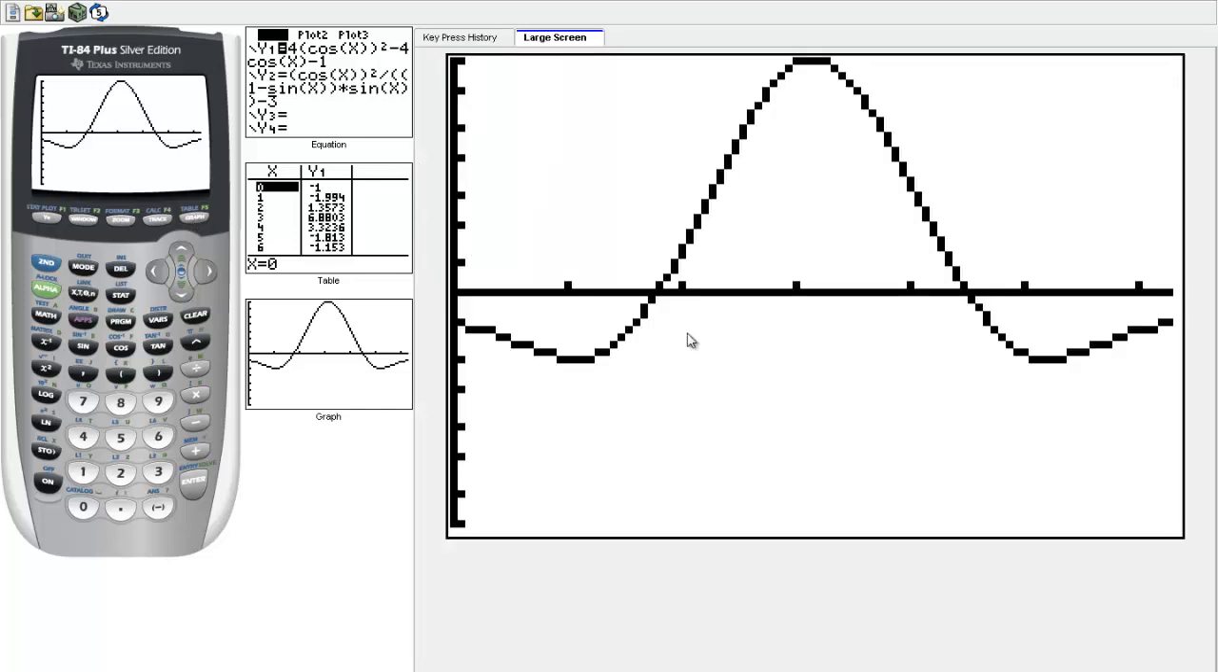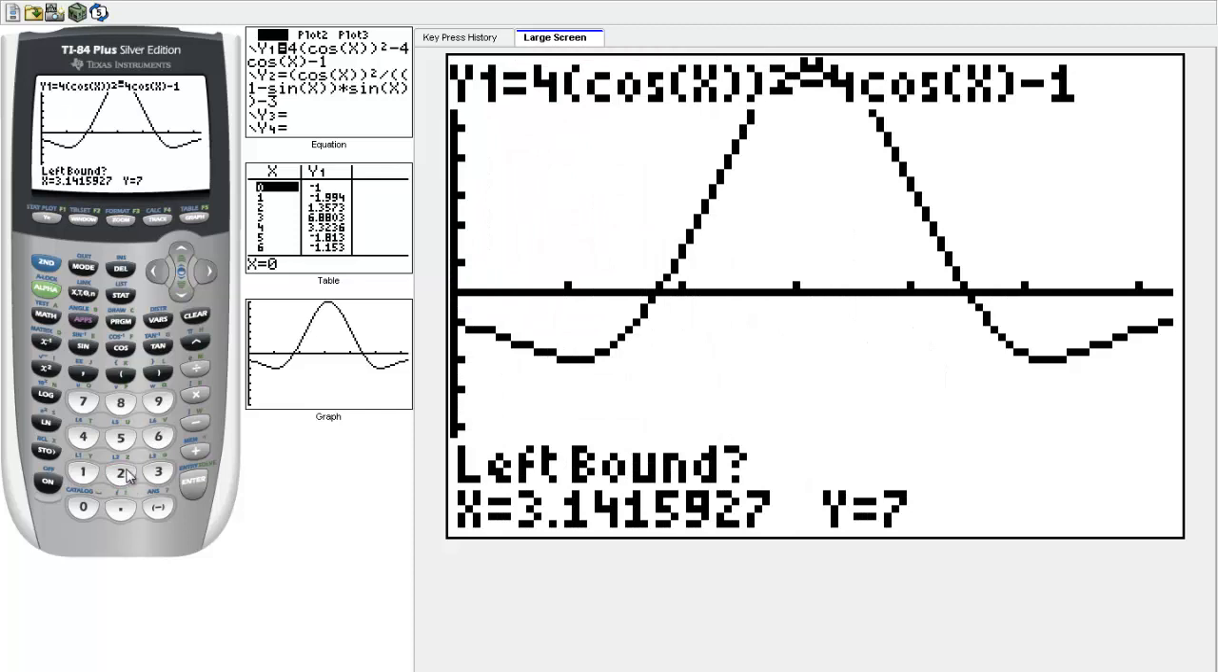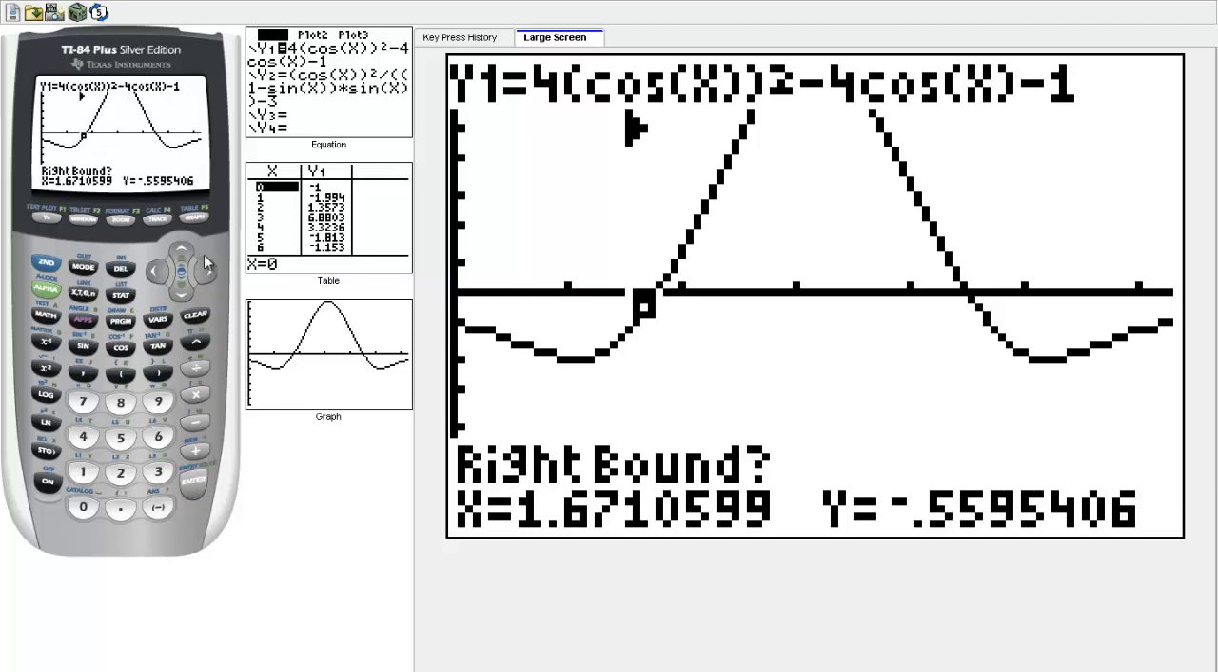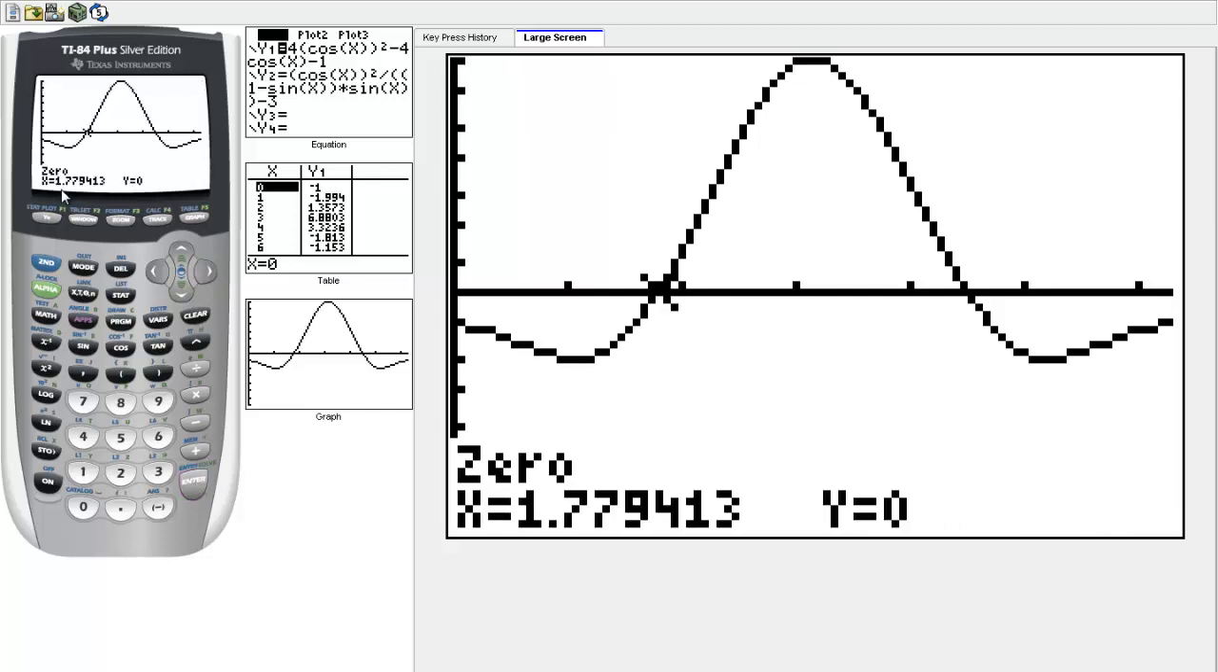Okay, now what I want to do is find those zeros. Those zeros are going to occur here and here. And again, just a refresher on how to use the calculator, second calc, number 2 is going to find my zero. In order to do that, I have to go to a point to the left of that zero, and in this case I want to make sure that it's a negative value. I hit enter. Go to the right of it, hit enter. And then my guess, I hit enter again, and I get 1.779 and my y value is 0.